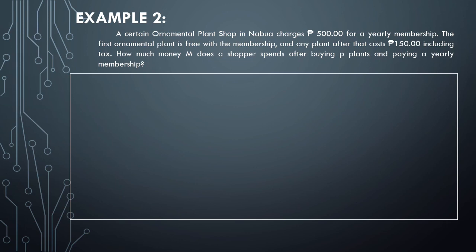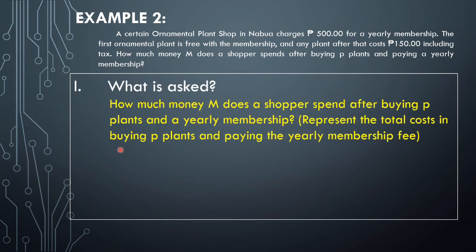Okay, let's have the solution. So what is asked in the problem? How much money M does a shopper spend after buying P plants and a yearly membership? You're going to represent the total cost in buying P plants and paying the yearly membership fee.